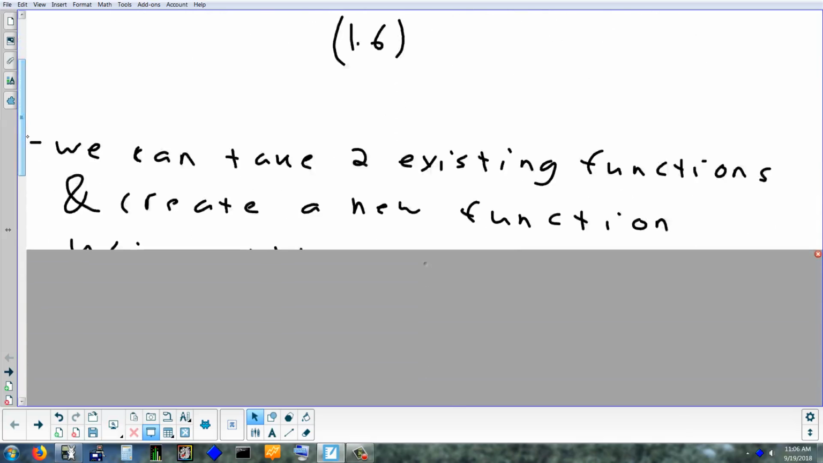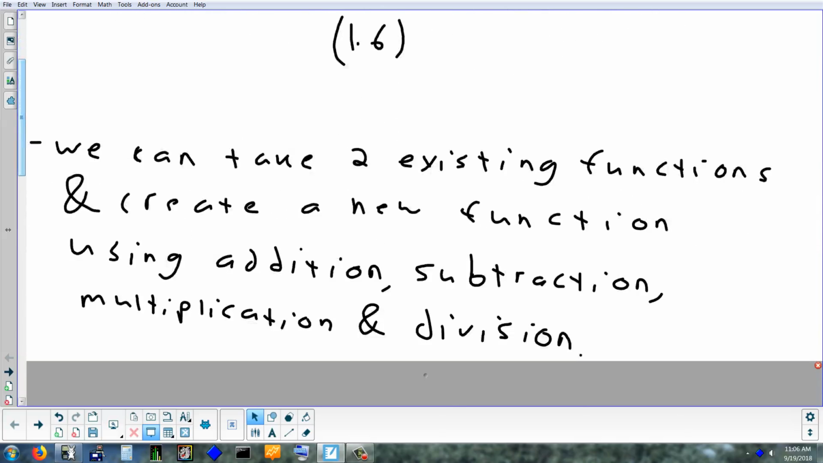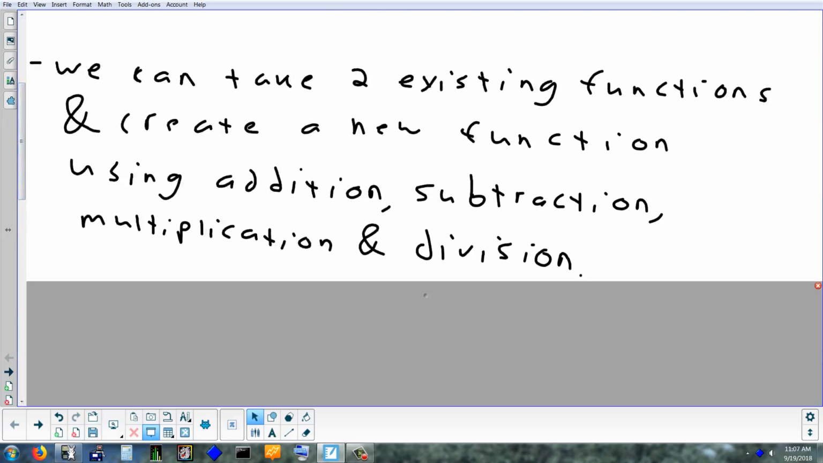Right, so when we perform an operation on a function, the idea is you're taking two functions that you already have and you're combining them together to make a new one. So they'll give you one function, they'll give you another one, and they'll ask you to put them together. There's different ways you can do that. You can take two functions and add them, subtract them, multiply, or divide. Okay, and I'll show you an example. I'll give you two functions, and I'm going to have you combine them together.